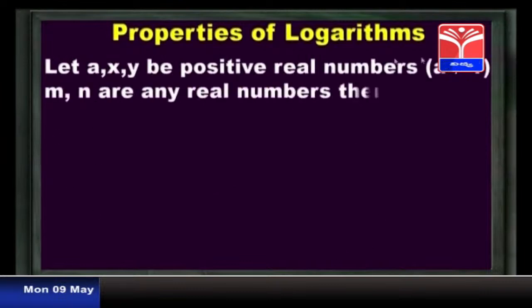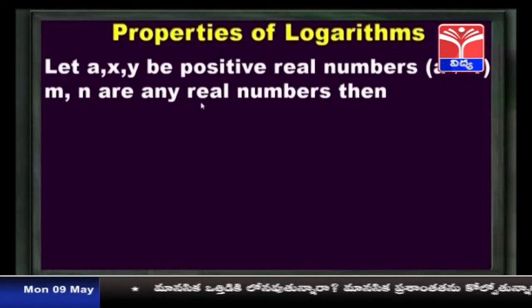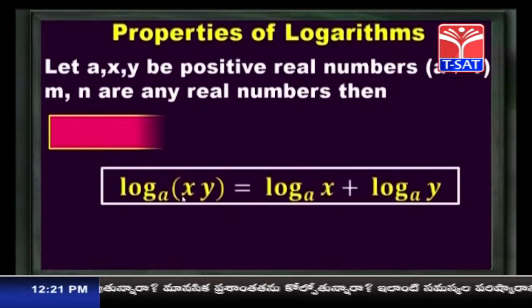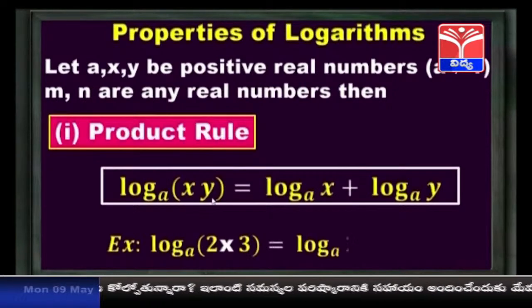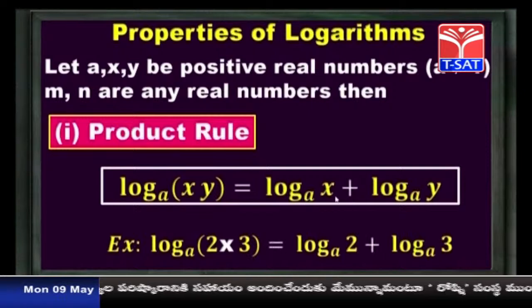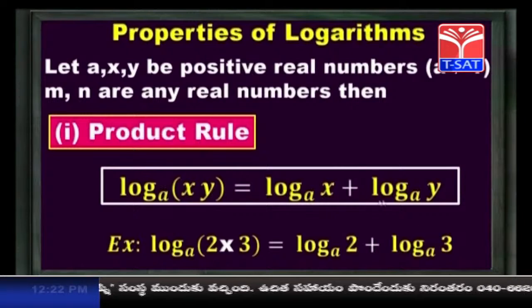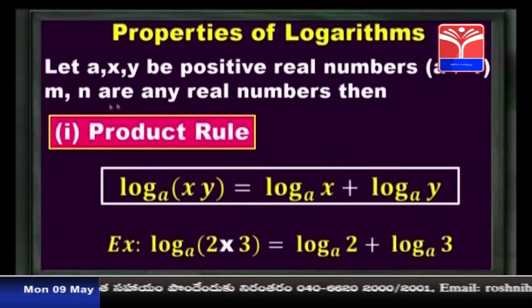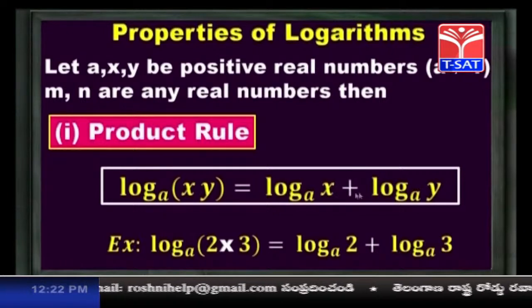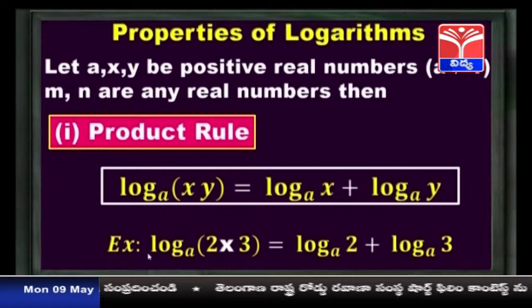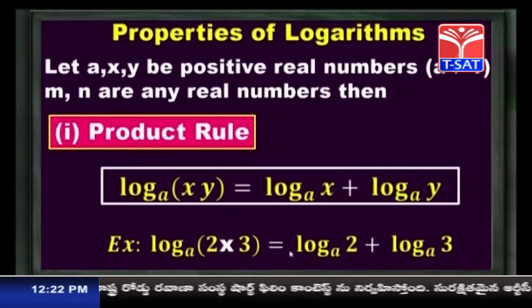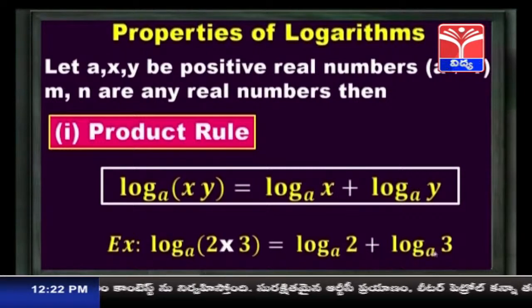Now, let us see properties of logarithm. Let a, x, y be positive real numbers and a not equal to 1, m, n are any real numbers, then log xy to the base a is equal to log x plus log y. So, always log xy is equal to log x plus log y, which is called the product rule. What is the product rule? Log xy is equal to log x plus log y. So, example, log 2 into 3 is equal to log 2 plus log 3.